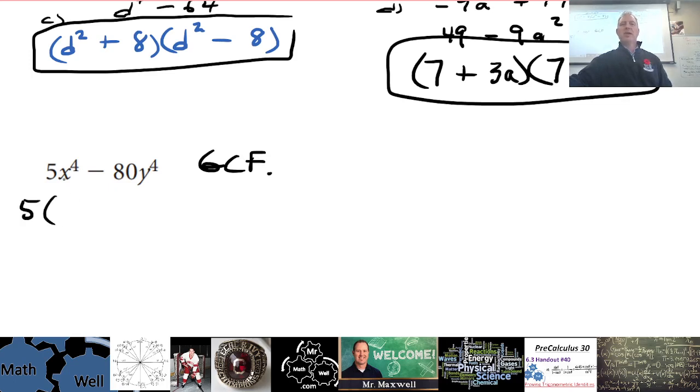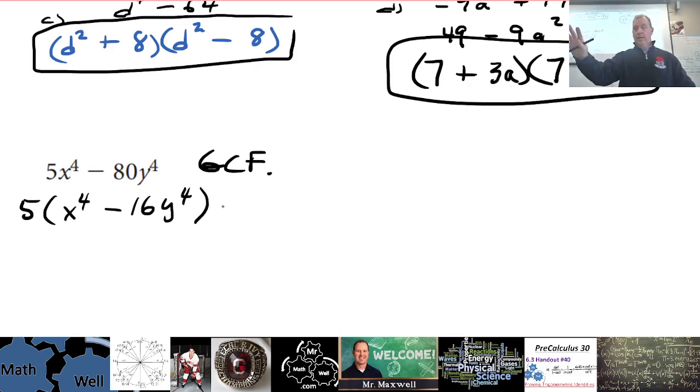Please don't just make it disappear. It has to be written outside. It has to be factored. So it's still there. But this is going to be what? X to the 4th minus, what's 80 divided by 5? 16, isn't it? I think it's 16. 16y to the 4th. Okay? We good there? GCF? Okay.